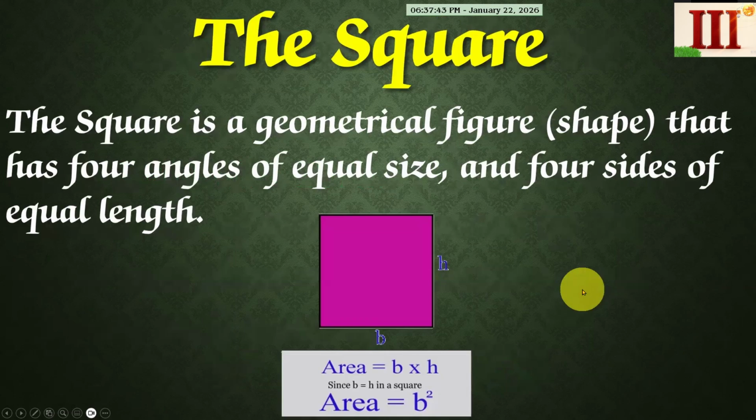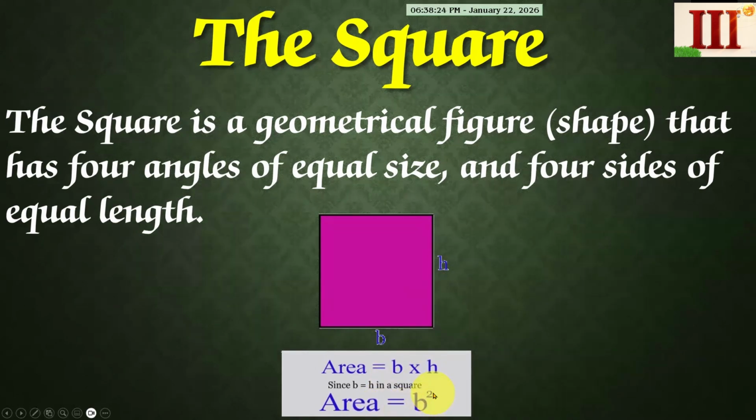So we want to consider the square. Most of the schools have square tiles on the floor. The square is a geometrical figure or shape that has four angles that are of equal size and all four sides have equal length. When you want to find the area of a shape like this, a parallelogram by the way, you multiply the base by the perpendicular height. So the base and the height, because it's a square, are the same size, which means that I could put b here and I could put b here. So the area of a square is b squared.